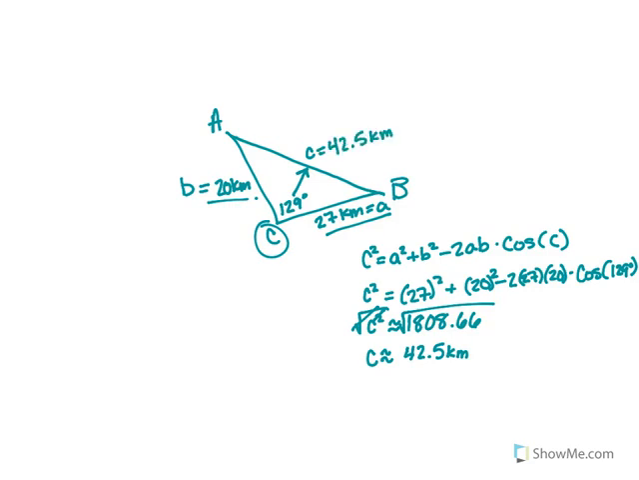42.5 kilometers. Okay, we're going to switch to another one that I'm going to have you do by yourself. Then we're going to kind of switch gears and we're going to do law of cosines and law of sines to solve for the whole triangle.